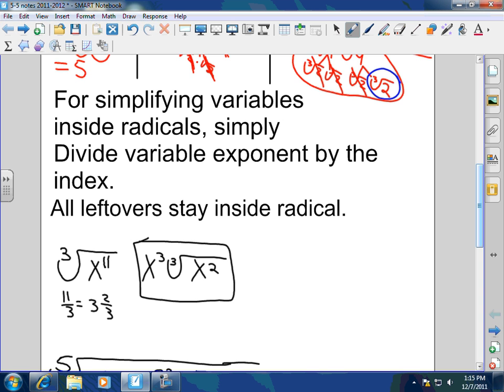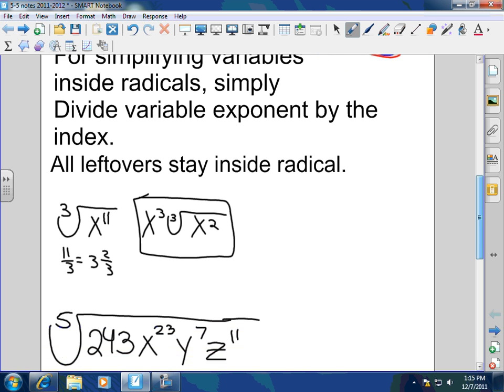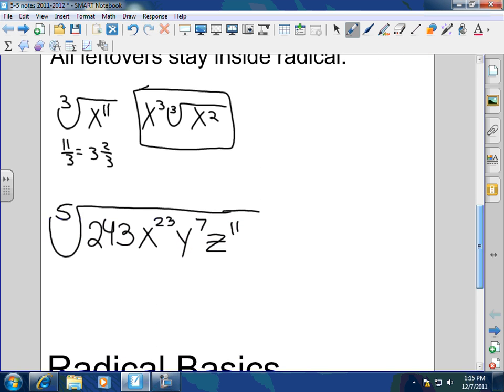Okay. Now, let's make it juicy. So, what if I tell you the 5th root of 243 x to the 23rd, y to the 7th, z to the 11th? Well, this is easy. The 5th root of 243, I know it right off the bat, but whoop-de-doo for me. Let's figure out how I got that.